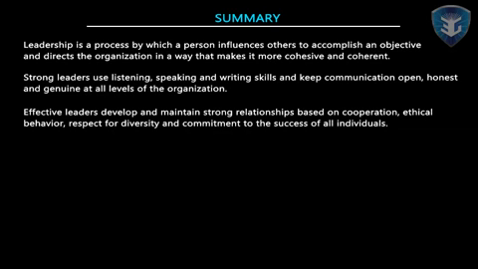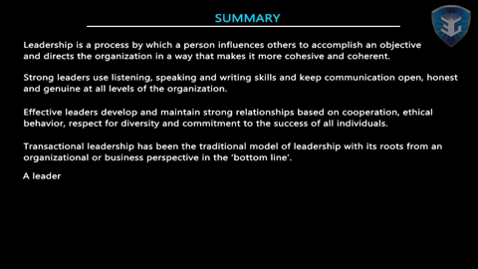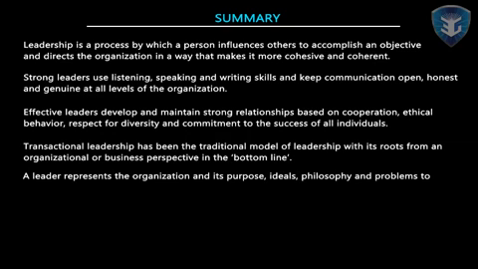Transactional leadership has been the traditional model of leadership with its root from an organizational or business perspective in the bottom line. A leader represents the organization and its purpose, ideals, philosophy, and problems to those working for it and to the outside world.